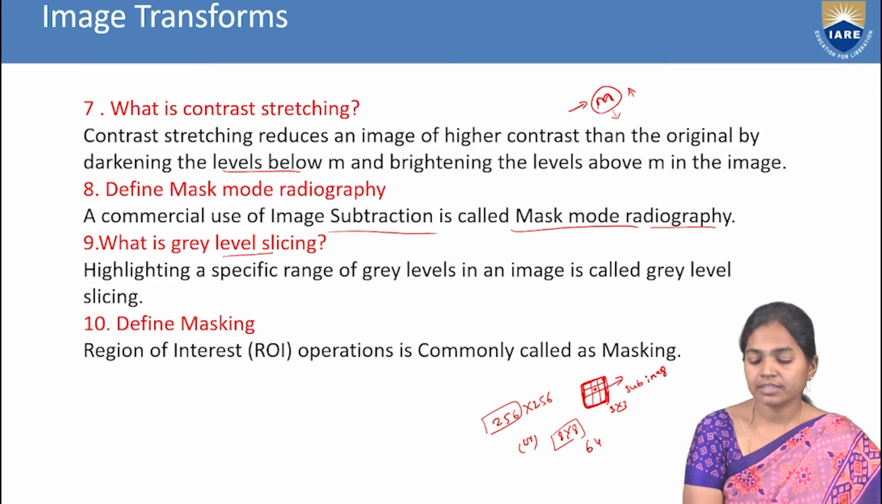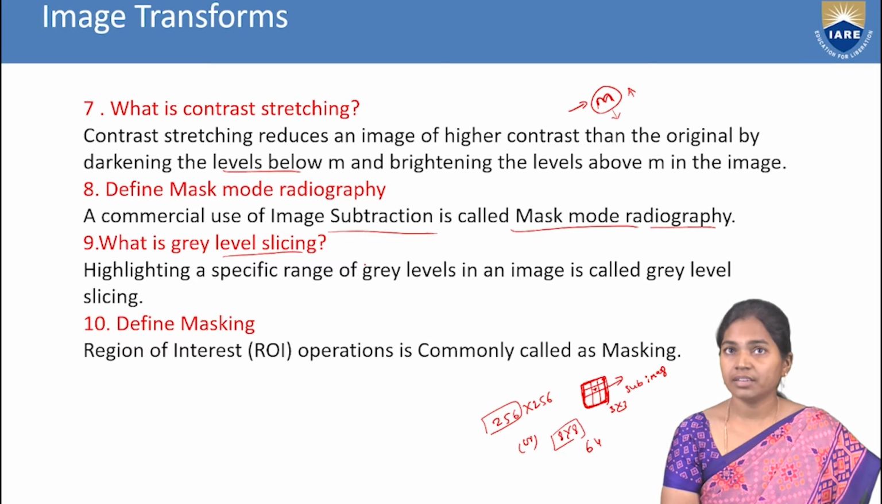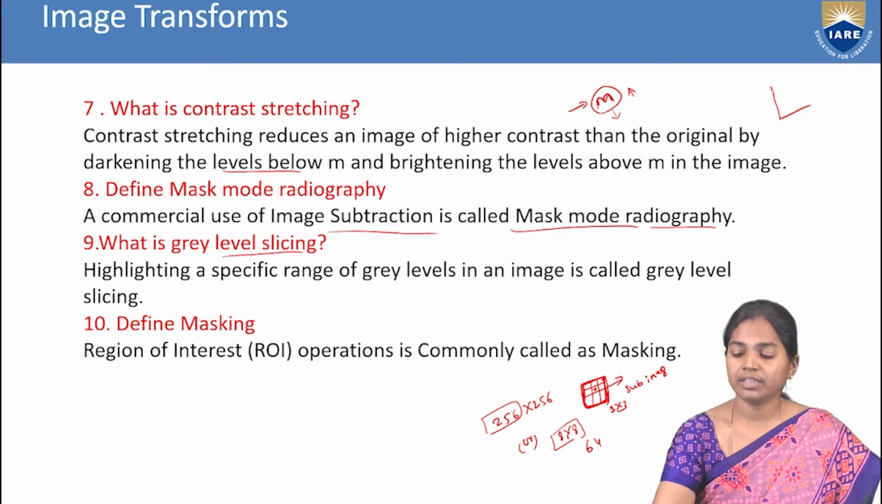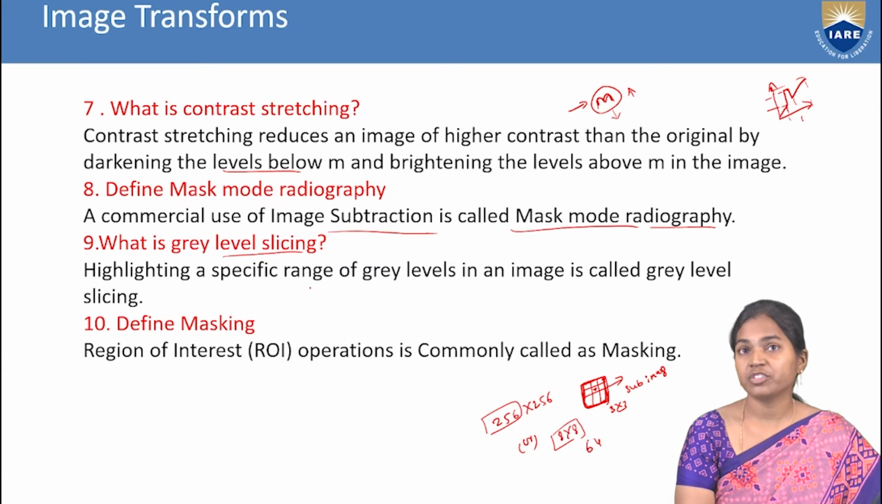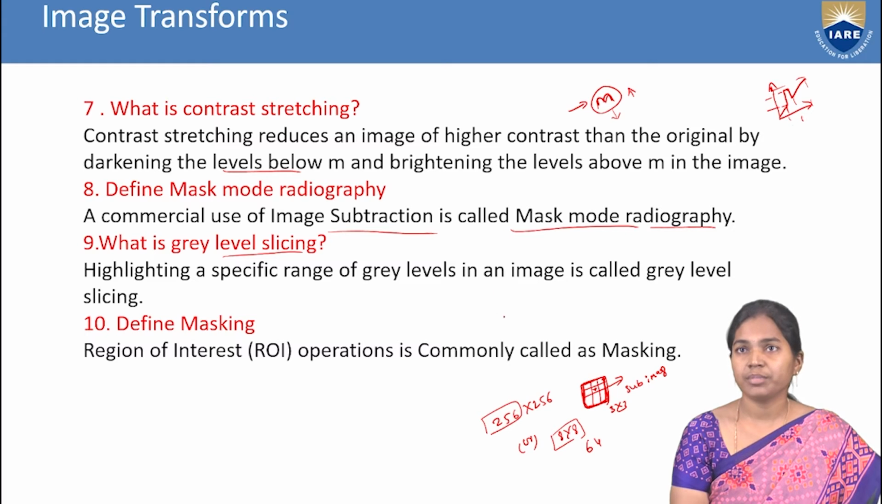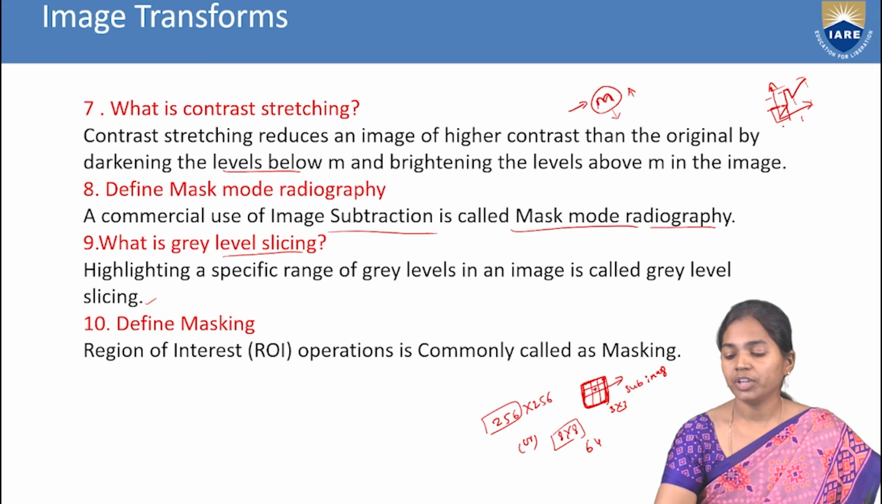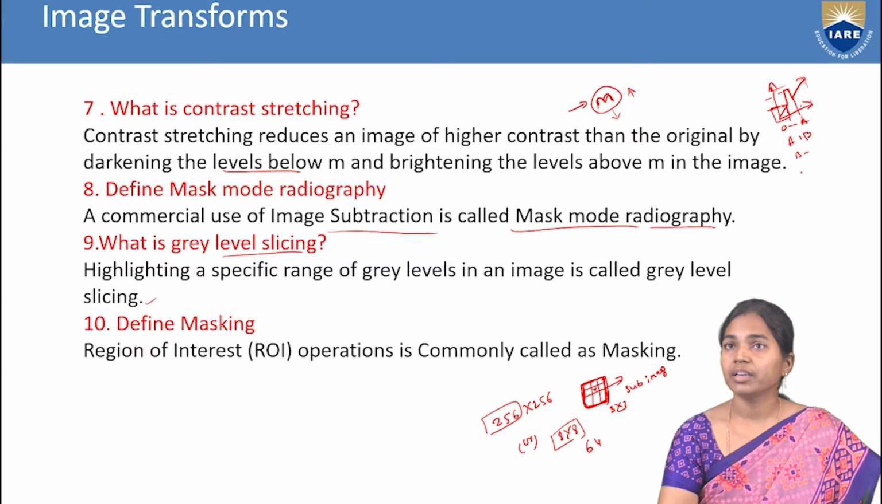And what is gray level slicing? Here the gray levels are considered: this is one level, and here is the maximum level. Highlighting a specific range of gray levels in an image is called gray level slicing. From here to here is 0 to A, from here to here is A to B, and from here to here is B to some maximum. This area is the maximum gray level value.